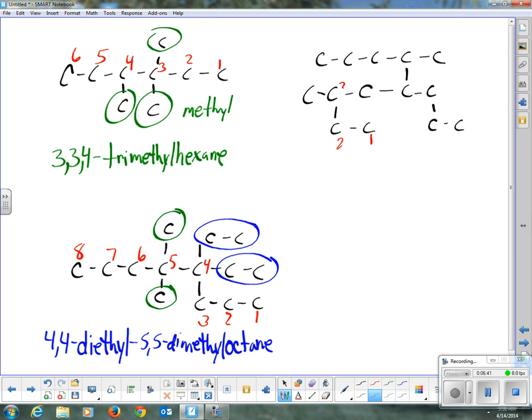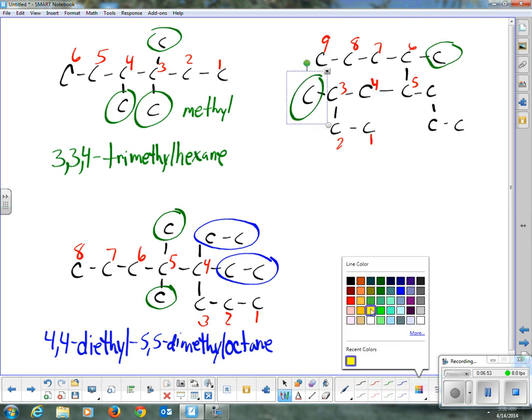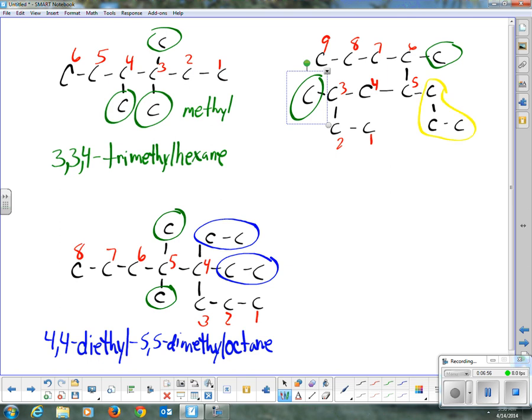This is the longest chain. You have 2 methyl groups, and you have 1 propyl group. Again, I'm still using different colors for each group coming off. So my final name, propyl and methyl, methyl comes first. So I'm going to tell where my methyls are. So 3, 6, dash, di, because there's 2 of them, methyl, dash, 5, dash, propyl. And then the longest chain is 9, which is nonane.